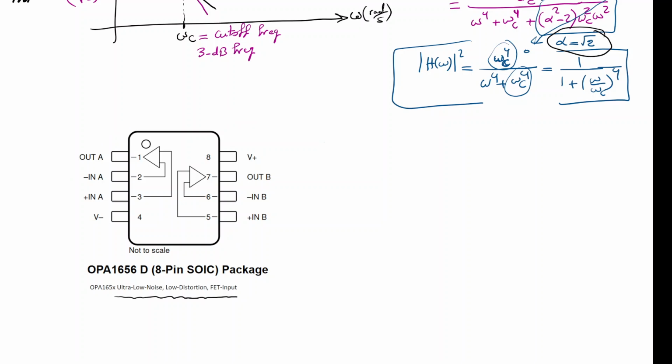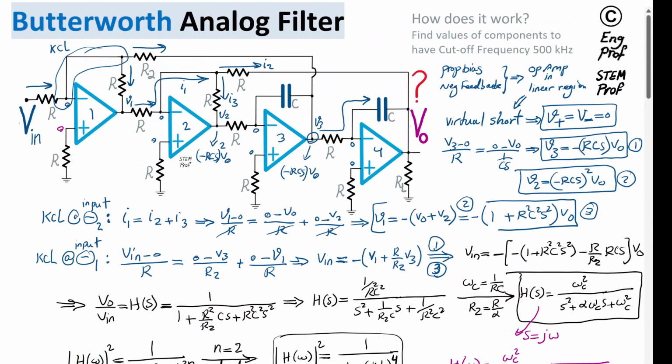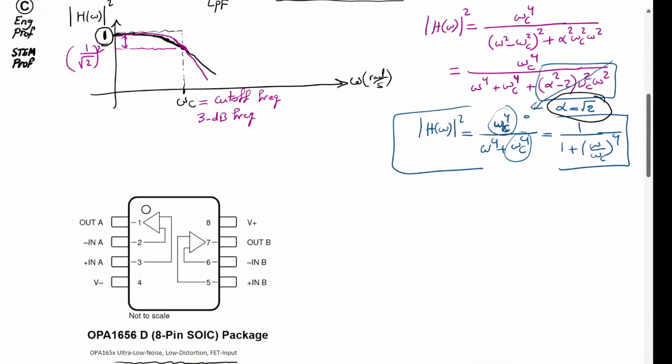So there are 2 op-amps in this package. So if, for example, we need 4 op-amps in this kind of example, then 2 such are needed, or you can go with a quad package. So that's just an example.